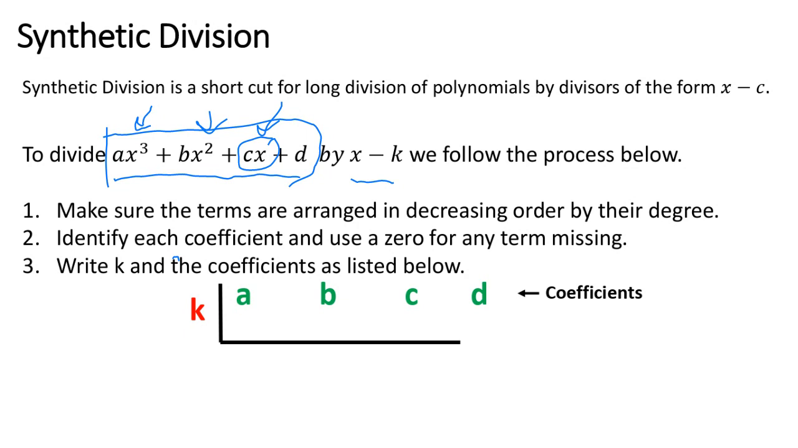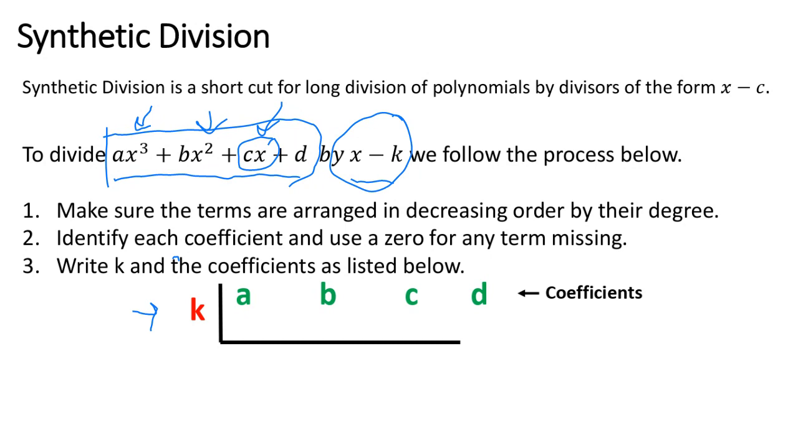And then the third thing we're going to do is we want to identify what k is. And k can be found by looking at what we call the divisor. So here we have x minus k. So what we're going to use here is going to be that k. And then we draw this little L shape here. And on the top, we're going to list the coefficients, which are the numbers that are in front of all the x variables.